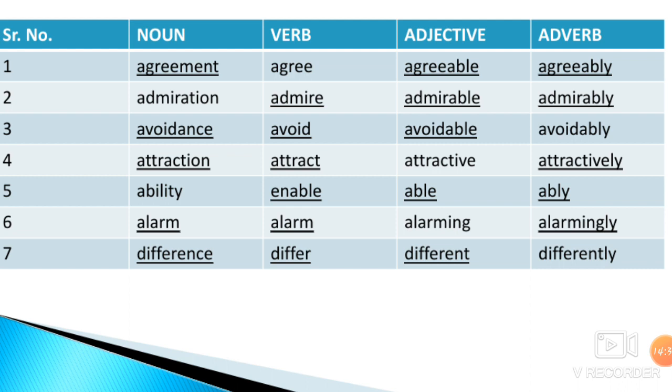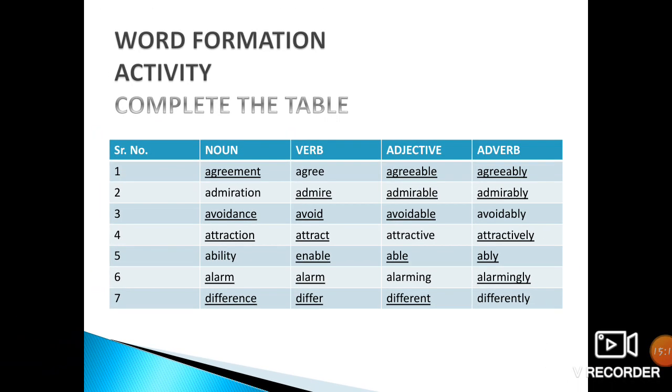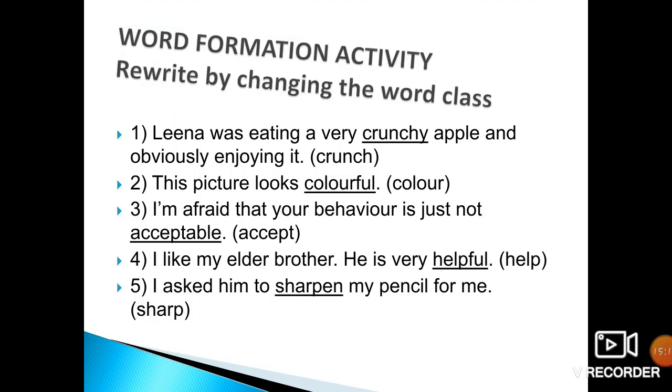Number 6, the example given is the adjective form alarming, and see its noun form is alarm. With the alarm, you are waking up early, but sometimes you are stopping the alarm. Its verb form is alarm, and the adverb is alarmingly. And the last example is showing you the adverb form given, differently. Its adjective is different, its verb form is differ, and the noun form is difference. This word also you are using many times. And see the next activity.